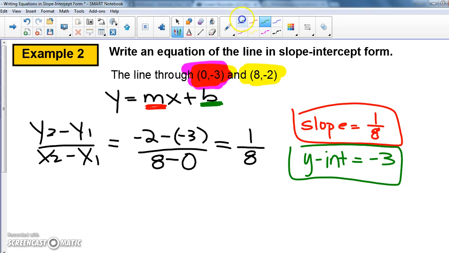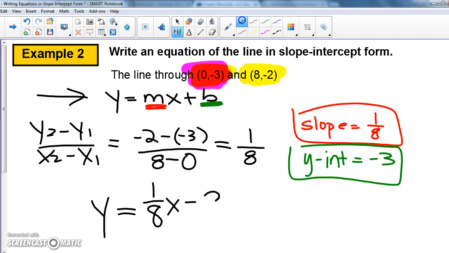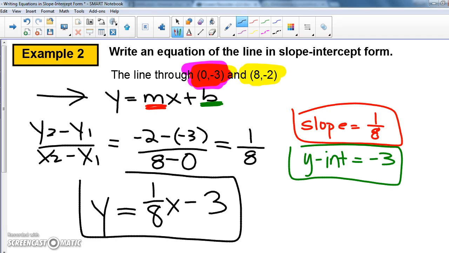Okay, good. Last step, we're going to pop it into our equation right here. But instead of m and b, we're going to put in numbers. So y equals m, that's my slope, 1/8, x, plus b, that's my y-intercept, that's a -3. Okay, great. So now what I'd like you to do is go ahead and take the quick survey to check your comprehension, and I'll see you in class.